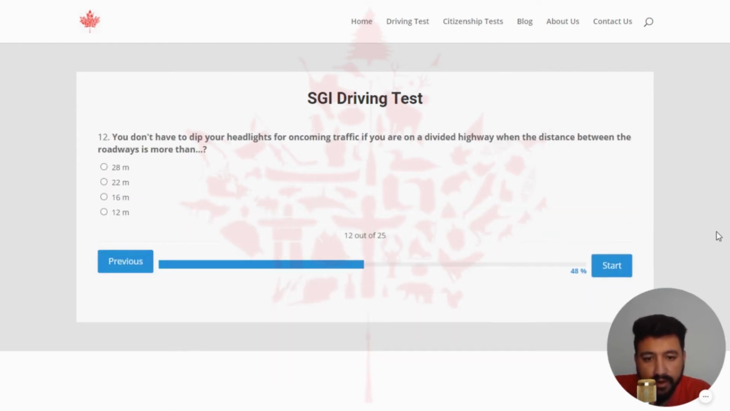Next, you don't have to dip your headlights for oncoming traffic if you are on a divided highway when the distance between the roadway is more than. The right answer is 22 meters. So I'm going to select the second one.